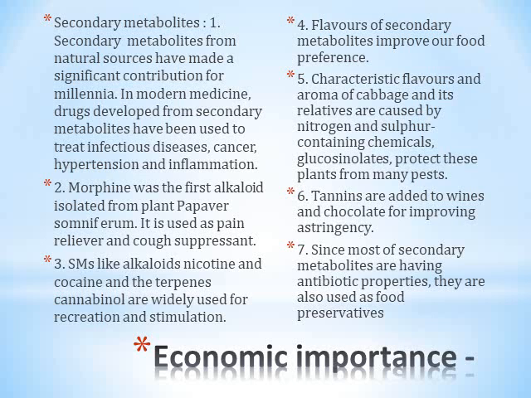Characteristic flavors and aroma of cabbage and its relatives are caused by nitrogen and sulfur containing chemicals. Glucosinolates protect this plant from many pests. Tannins are added to wines and chocolate for improving astringency. Tannins are also used to form leather from animal hide. Since most of the secondary metabolites have antibiotic property, they are also used as food preservative. So these are the economic importance of secondary metabolites.